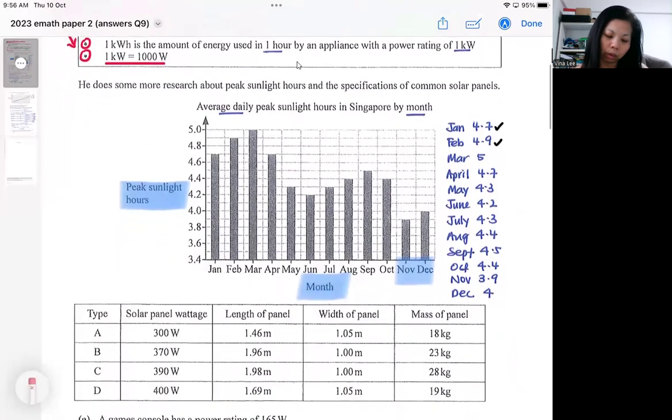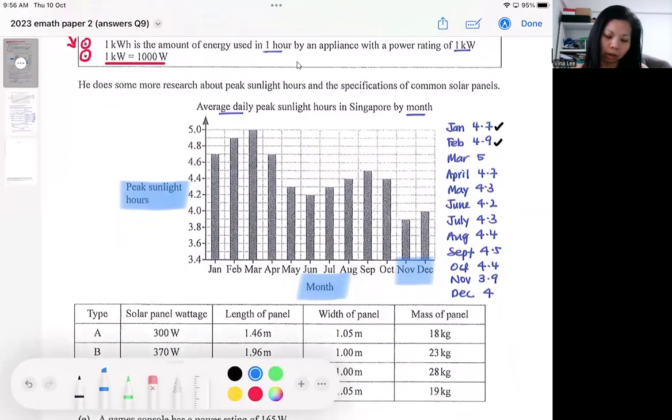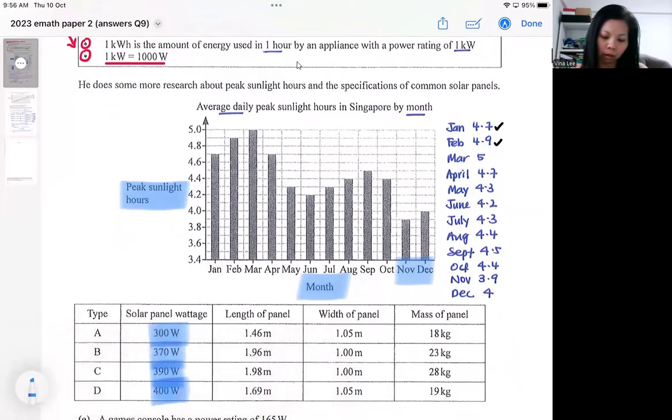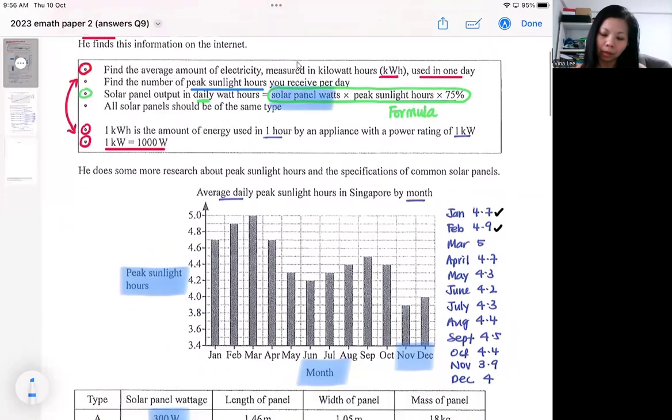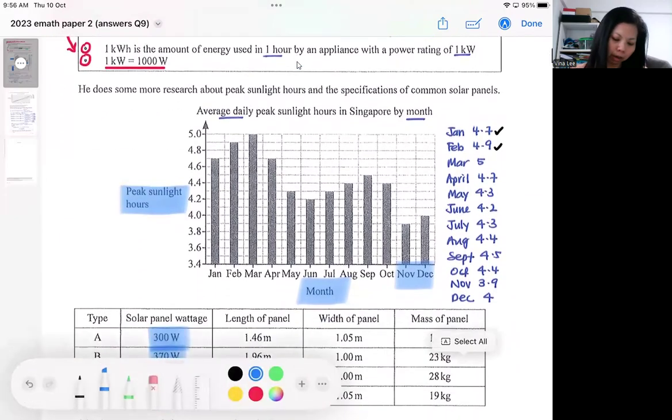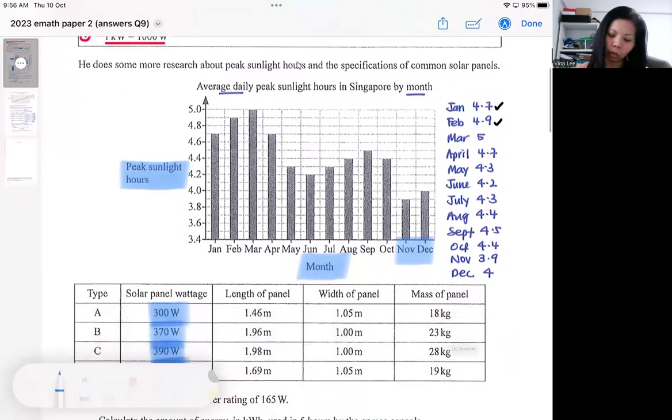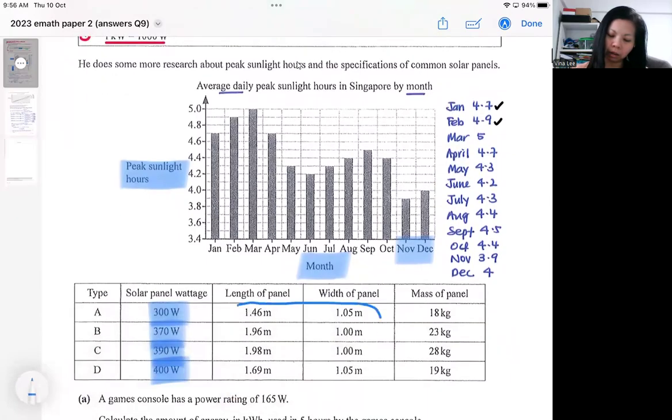And then we also have 4 types of solar panel. This is the power of the solar panel. This is the one that we will be using in the formula. And then this part here later on will decide the area.